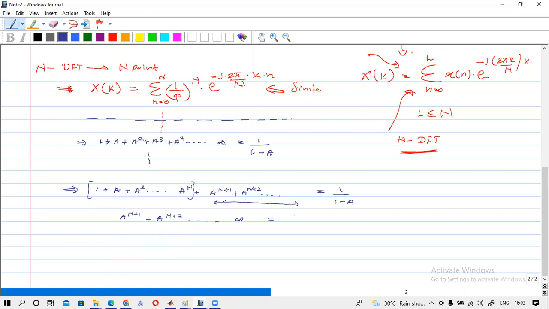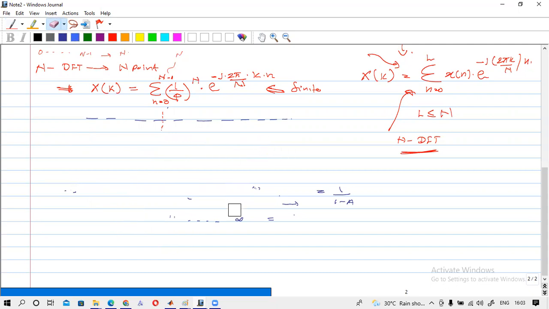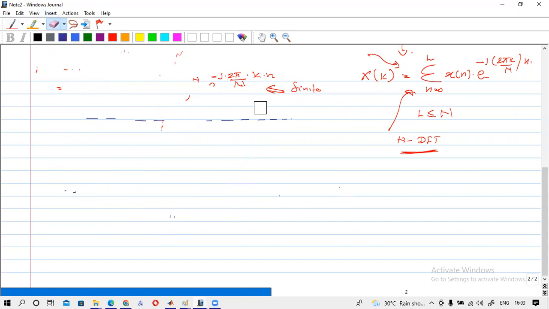Sorry, if this is the endpoint, then 0 to the endpoint, so this should be n minus 1. Okay, 0 to n minus 1. So we will have the endpoints, correct? So here also I should have, okay, I will do it. I'm sorry.